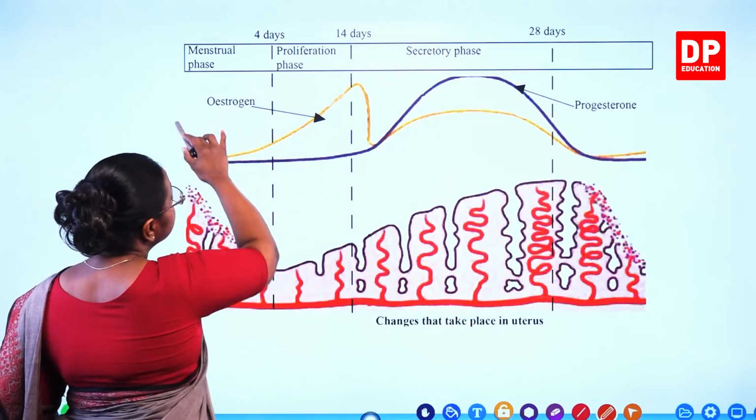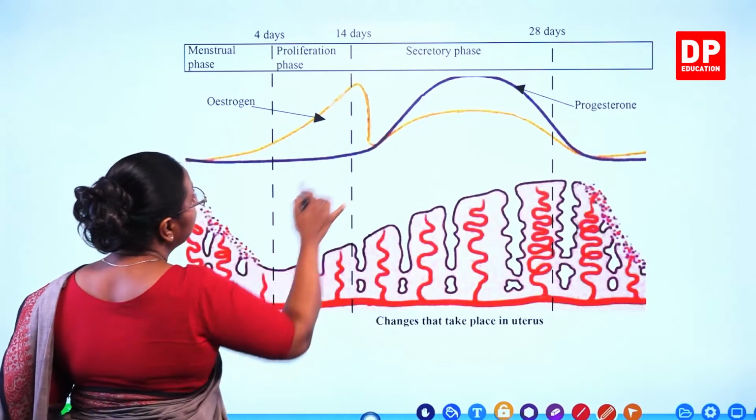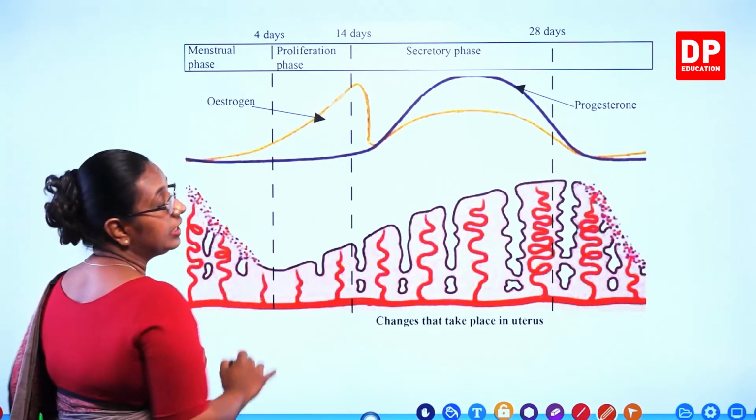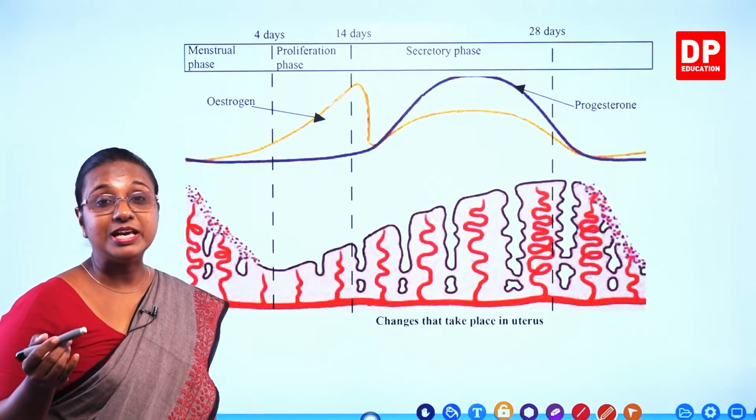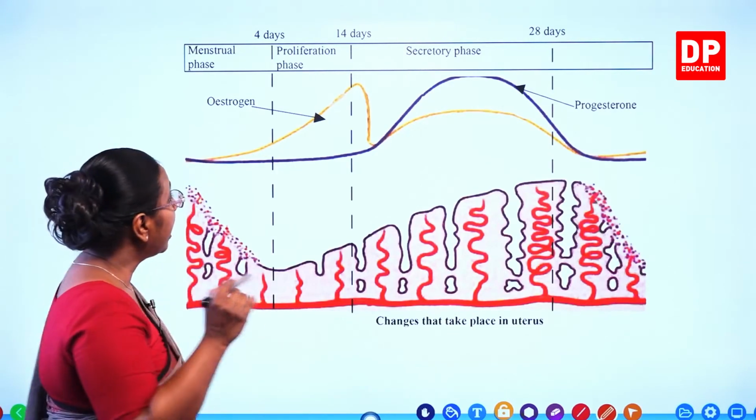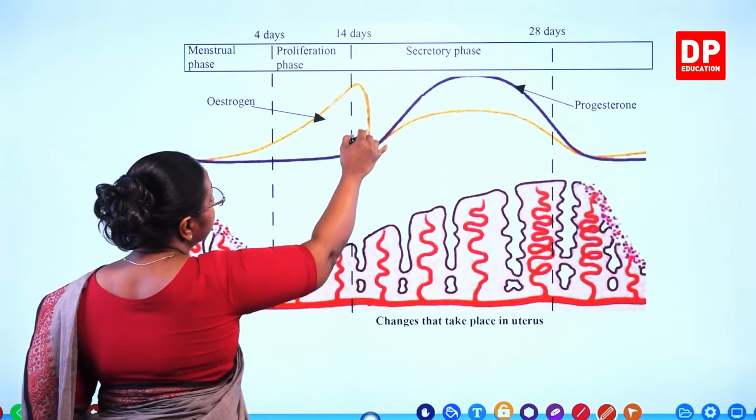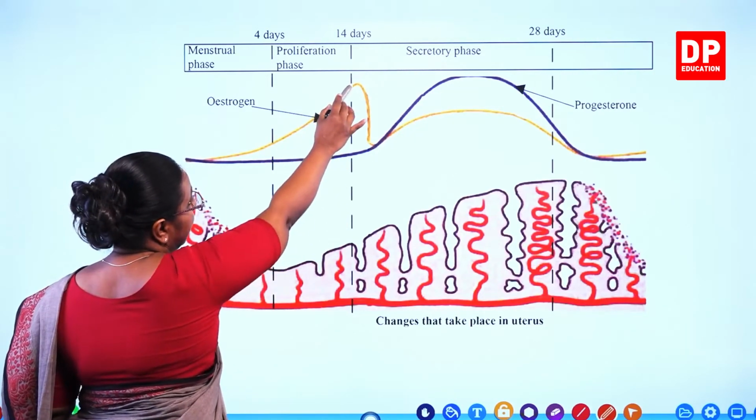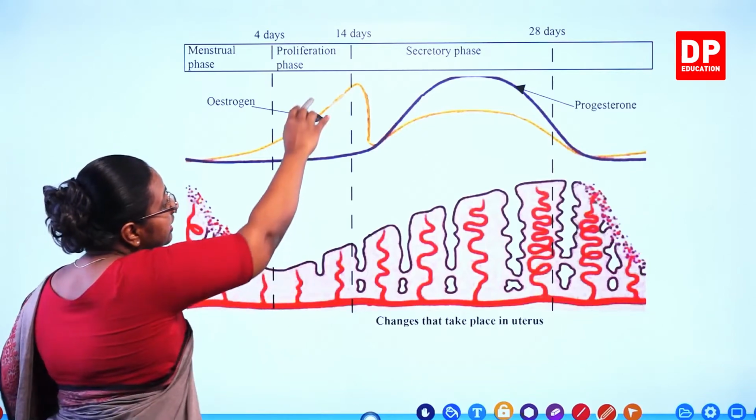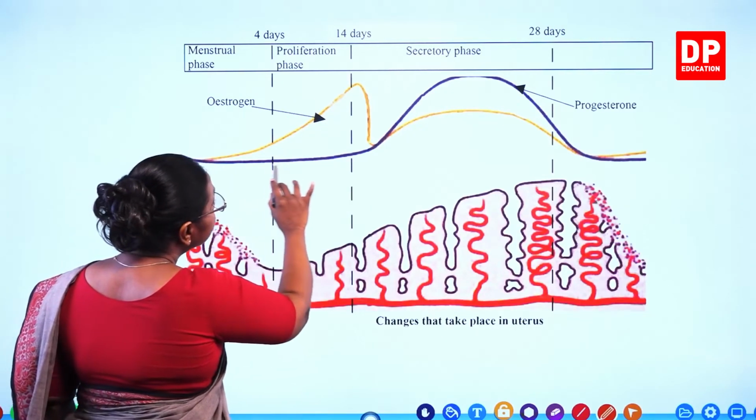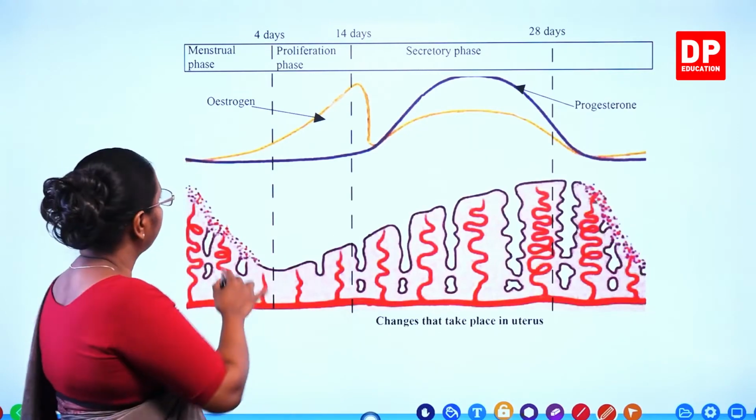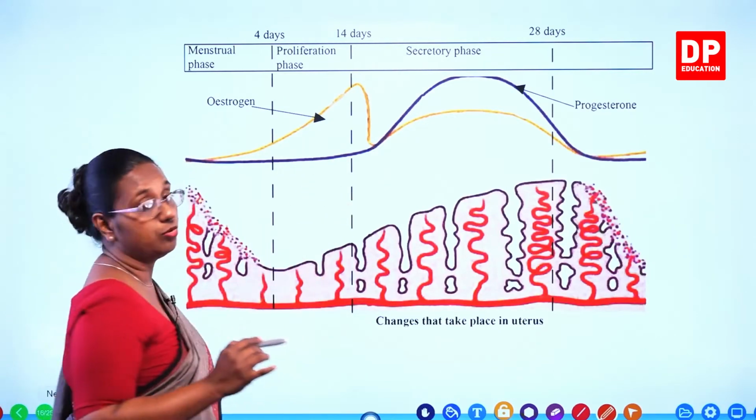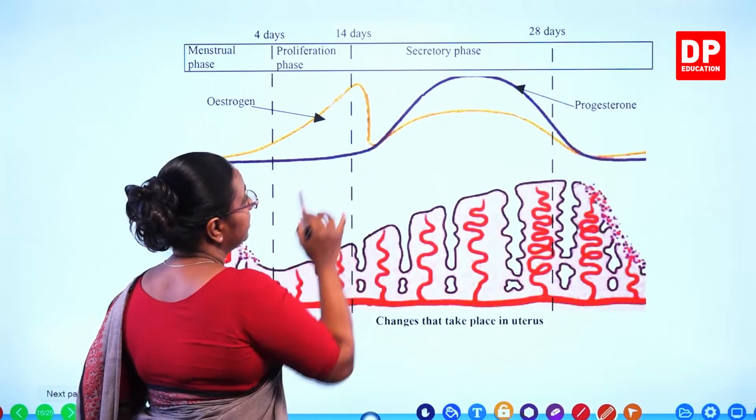So here you can see estrogen is initially high up to the 14th day. So on the 14th day, what happens? The ovulation process. So until then, you can see the concentration of estrogen in blood is high. Then it drops. But at the same time, if you look at this blue color curve, that is progesterone, initially it is low. Up to here, it is low.